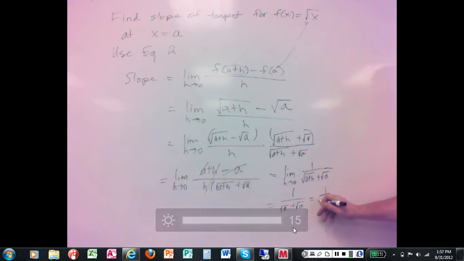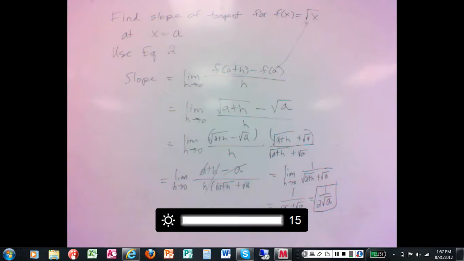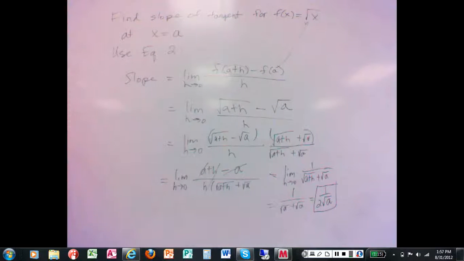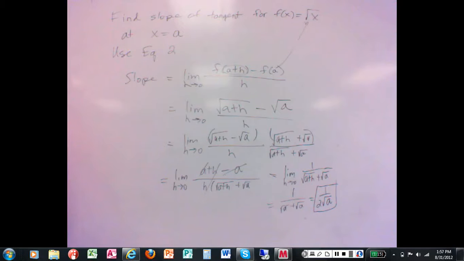Yeah. If you're just doing it in general, most of the time your answers are going to come out looking like this, where you have some expressions with a in it, something like that. So if you do one of these in general, x equals an a, you're going to get something with an a at the end. It's not going to be just a regular number.